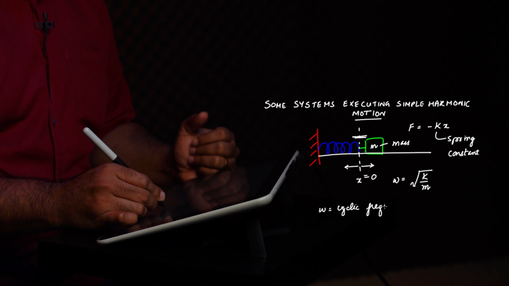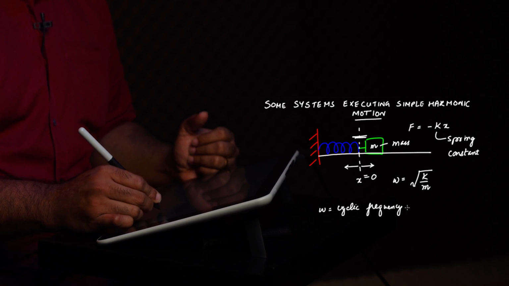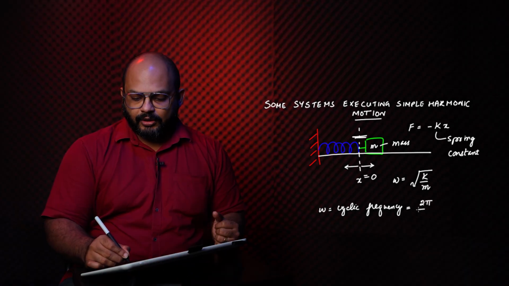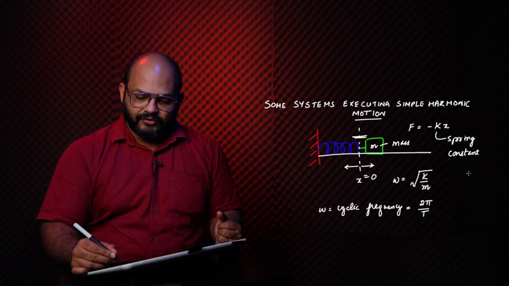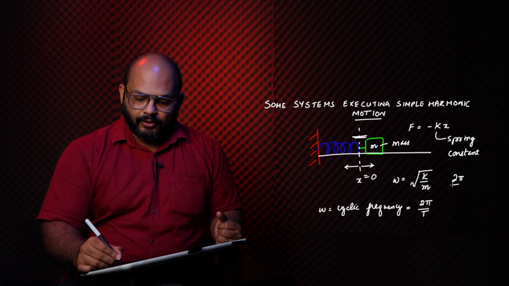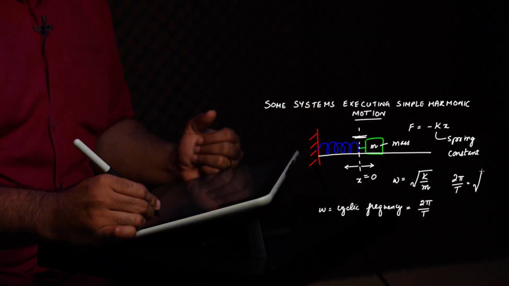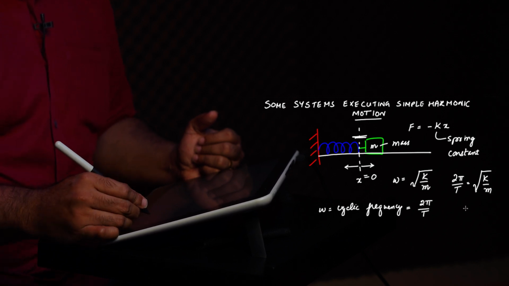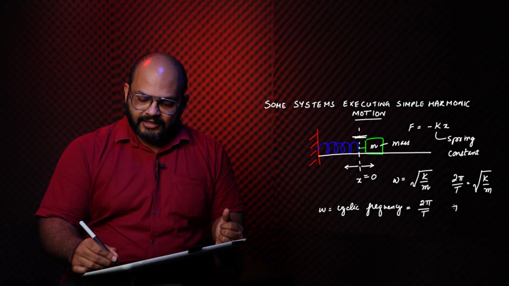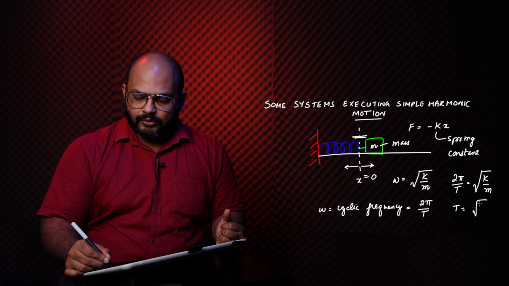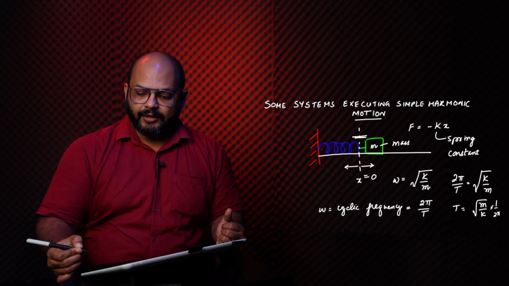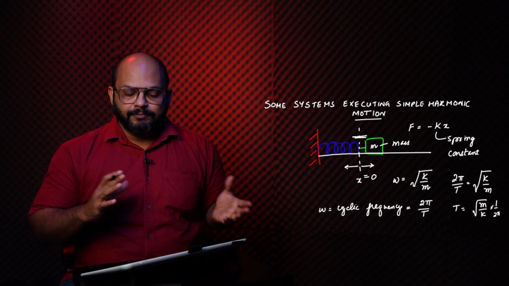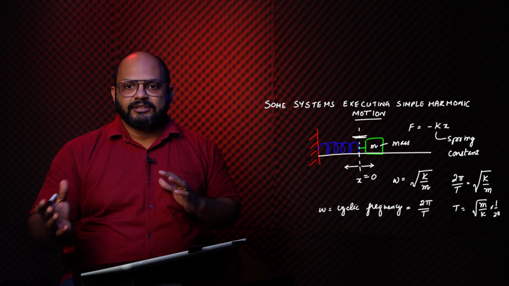or the rotational frequency, which is also given as 2 pi upon T. So we can say that 2 pi upon T is equal to under root k upon m. If we transpose, we get a new result, that is T is equal to under root m upon k multiplied by 1 upon 2 pi. This gives us the time period for the motion of this block.